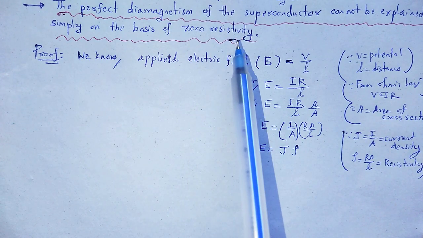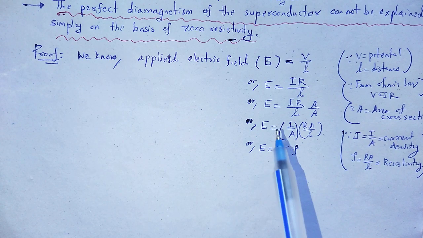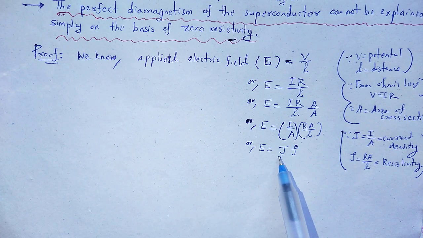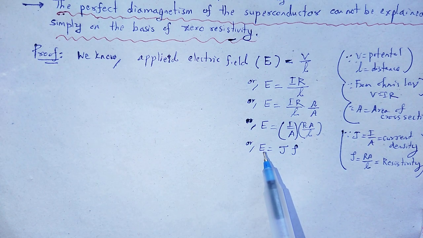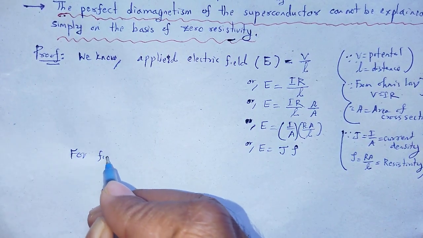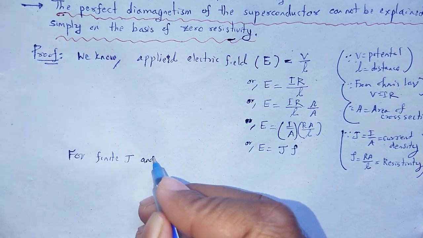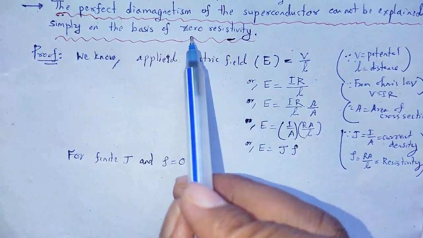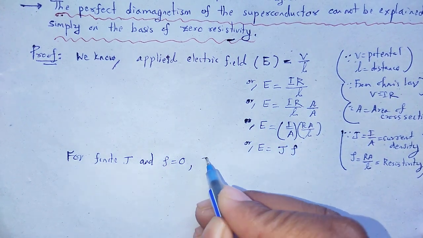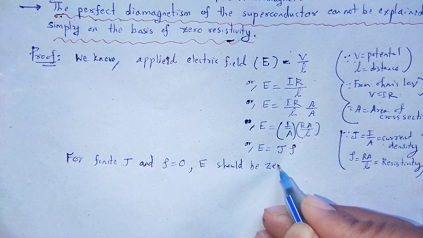Sorry, for zero resistivity, J is finite, so E must be 0. From that expression, for a finite value of J, the current density being finite, and resistivity as 0, therefore E should be 0.